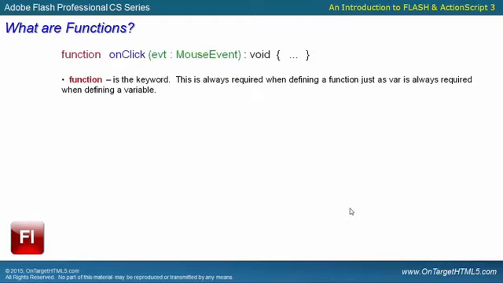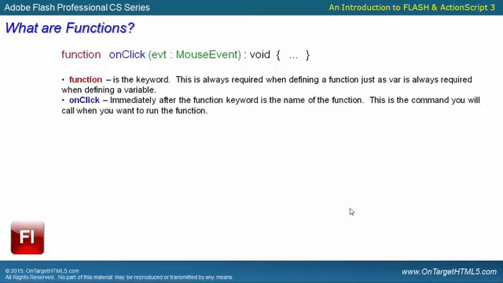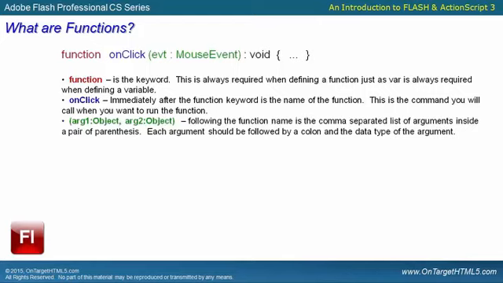So my function is the keyword. It's always required when defining a function, just as var is always required when defining a variable. The onClick immediately after the function keyword is the name of the function that I've given it. This can be anything I want. This is the command that I'm going to use when I call or want to run that function from inside my program. Then I've got a couple of arguments.